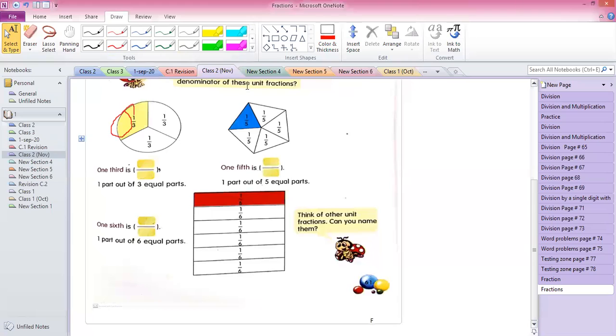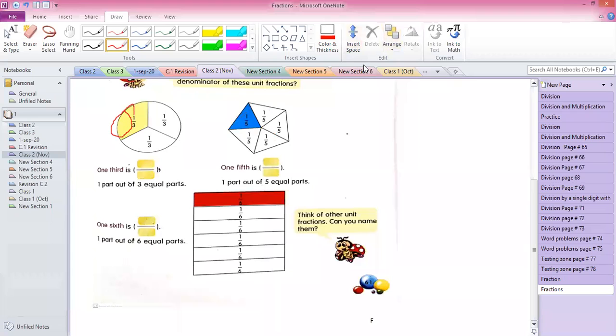Look here. How many equal parts are there? This is one, this is two, three, four, and this is five. So there are five equal parts in the pentagon. The pentagon is divided into five equal parts. One, two, three, four, and five.